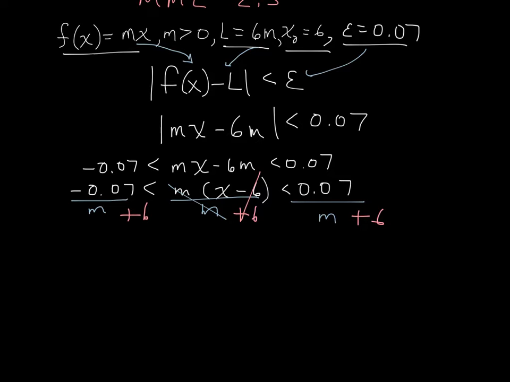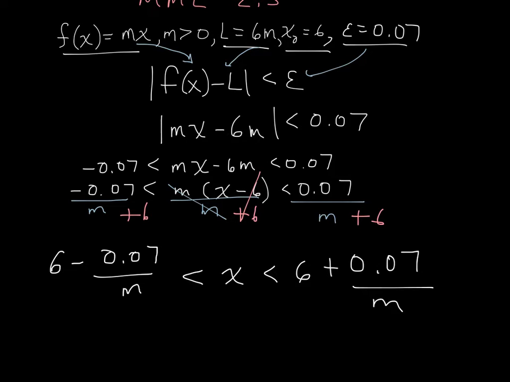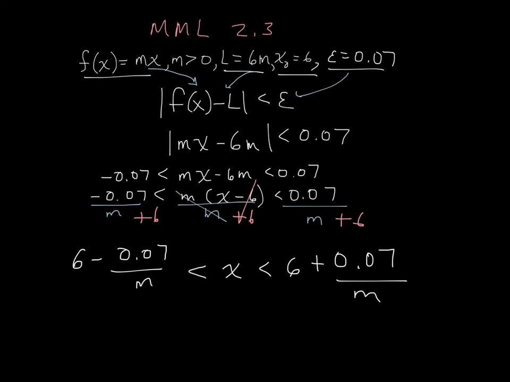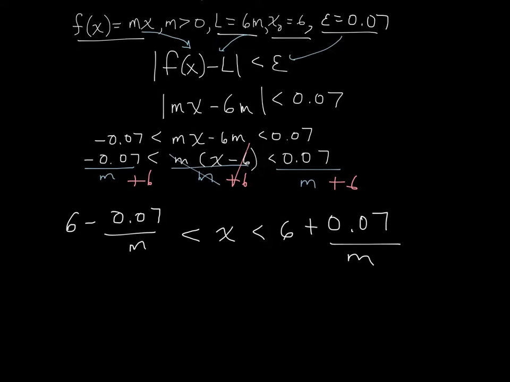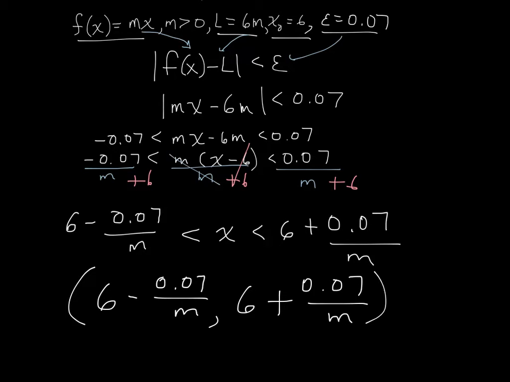So I get x by itself, so I end up with 6 minus 0.07 over m less than x less than 6 plus 0.07 over m. So my interval then, to write this in interval notation, would just simply be the left side, comma, the right side. So that's my interval.